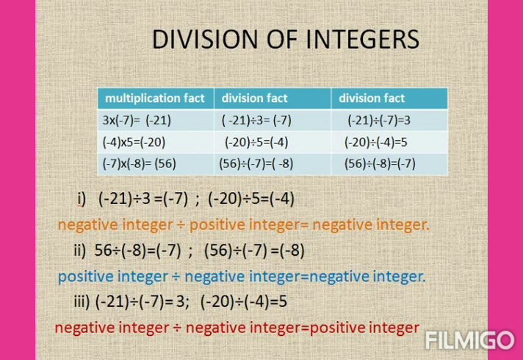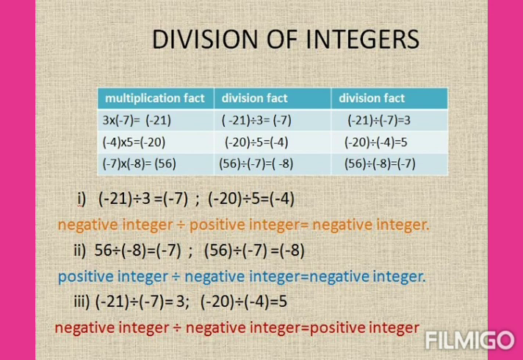And the second multiplication fact is minus 4 into 5 is equal to minus 20. The corresponding division facts are minus 20 divided by 5 is equal to minus 4, and minus 20 divided by minus 4 is equal to 5. And the third one is minus 7 into minus 8 is equal to 56. Corresponding division facts are 56 divided by minus 7 is equal to minus 8, and 56 divided by minus 8 is equal to minus 7.